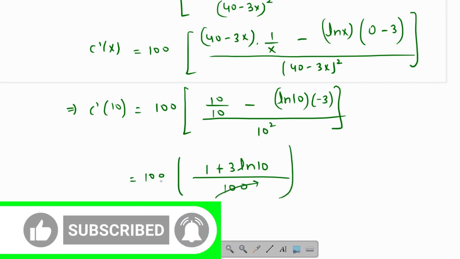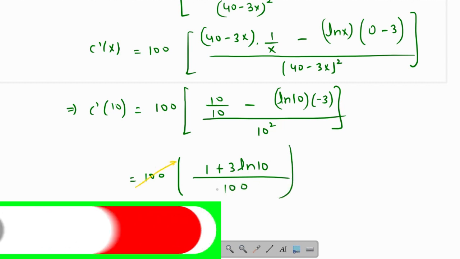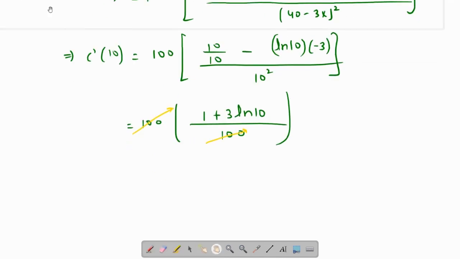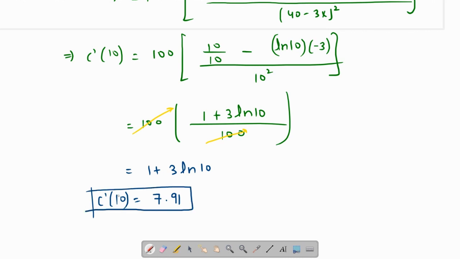So this 100 and 100 fortunately cancel, and the marginal cost comes out as the final answer as 1 plus 3 ln 10. If we are interested in a decimal approximation, let me just grab my calculator. So ln 10 times 3 plus 1 is coming as 7.91 up to 2 decimal places. So this is the marginal cost for x equal to 10.